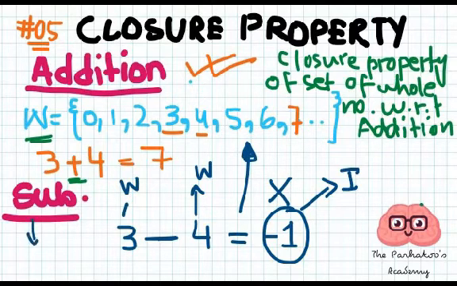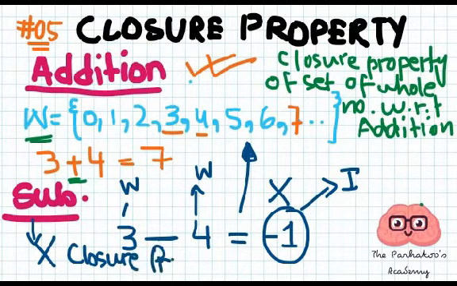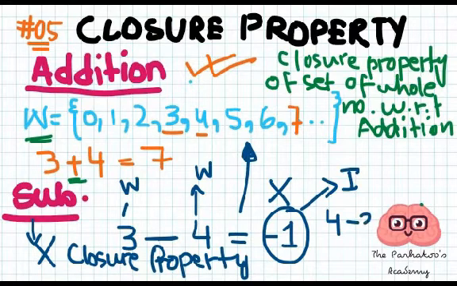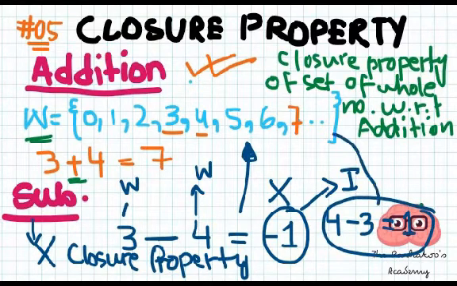So subtraction does not obey the closure property, because we don't always end up getting the same kind of number. Yes, in some cases we can. For example, if I write it like this, 4 minus 3, then I would get 1. In this scenario, yes, it belongs to the whole numbers, but subtraction does not follow the closure property every time. So you have to be very cautious.